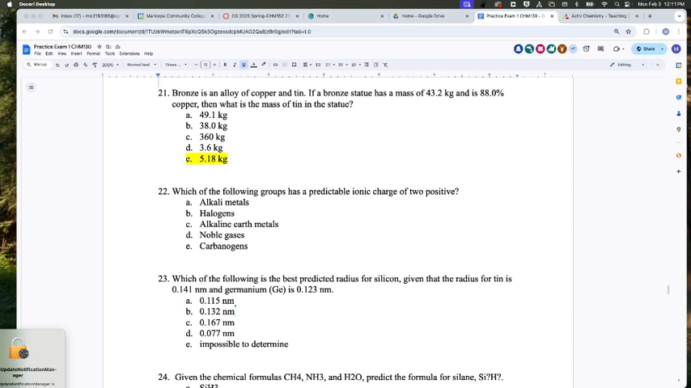So I can now set up my expression. What do I want? Mass of tin. Tin will be the symbol Sn. If you don't know that, that's okay. You can get away with writing tin. What measurement unit do you want? What's that? Grams? Do we want grams? We want kilograms.